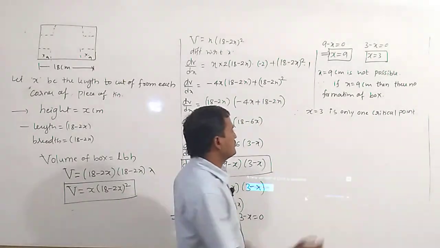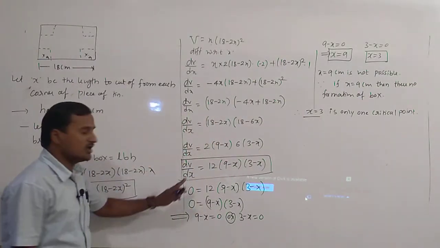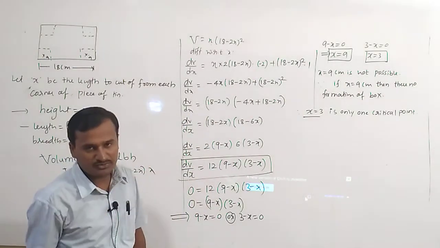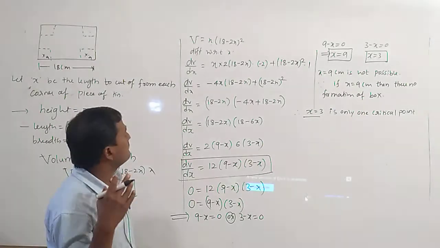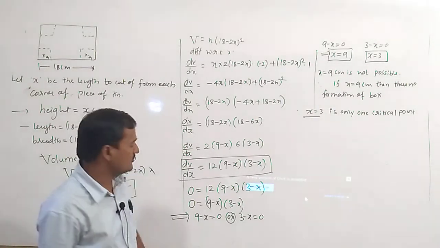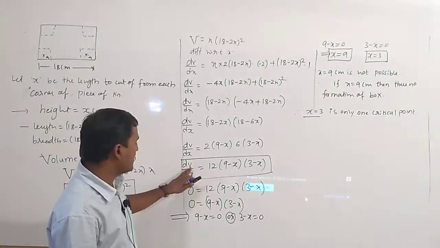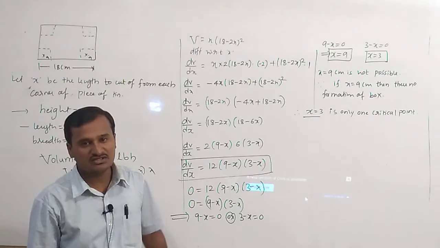Now x equal to 3 is the only critical point, so we have to show that the volume of the box is maximum. The volume of the box is maximum means we have to show that the second derivative of the volume is less than 0, right?